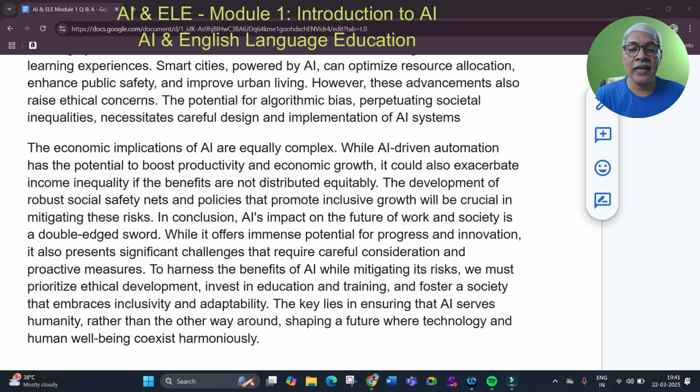The key lies in ensuring that AI serves humanity rather than the other way around, shaping a future where technology and human well-being coexist harmoniously.